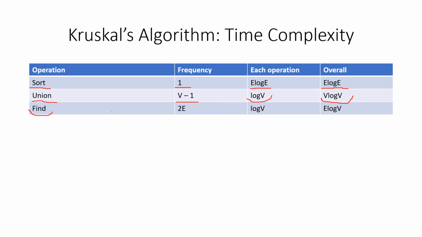And find takes 2E, where E is the number of edges, and find is necessary to determine what set the vertex belongs to. Each find operation takes log V time, and overall we use it 2E times. Remember, we skip the constants, so we get E log V time complexity.